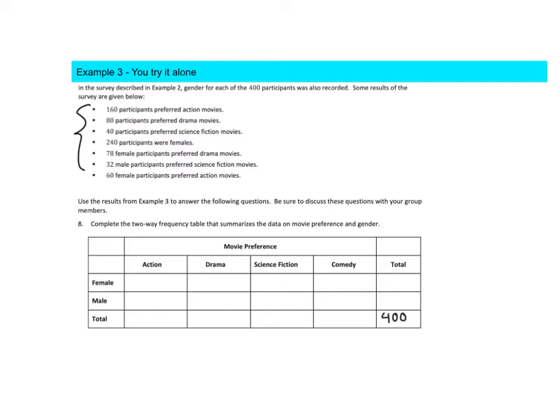All right, we're just going to go through this together. It says 160 participants preferred action movies. So the total number of people who preferred action movies was 160. 80 preferred drama movies. So the total number of people who preferred drama was 80. 40 participants preferred science fiction. So the total number of people who preferred science fiction, whether boy or girl, we don't know yet, but there are 40 of them. And then lastly, comedy.